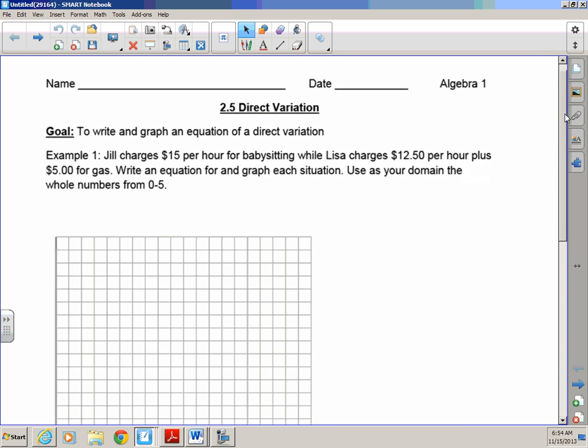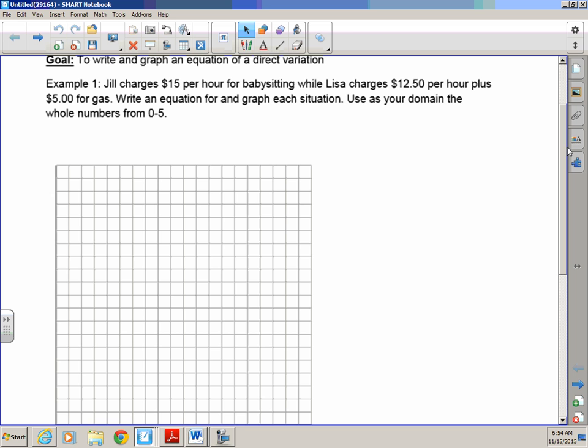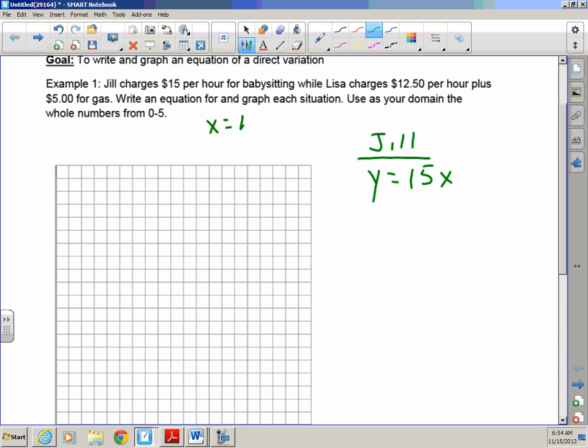We have this scenario where Jill and Lisa are babysitters, and Jill charges $15 an hour, while Lisa charges $12.50 an hour plus $5 for gas. So let's take a look at each person's situation and write an equation. Jill would simply be y equals 15x. X is the hours, and y is the money they're going to earn. And it says make a table of values from 0 to 5.